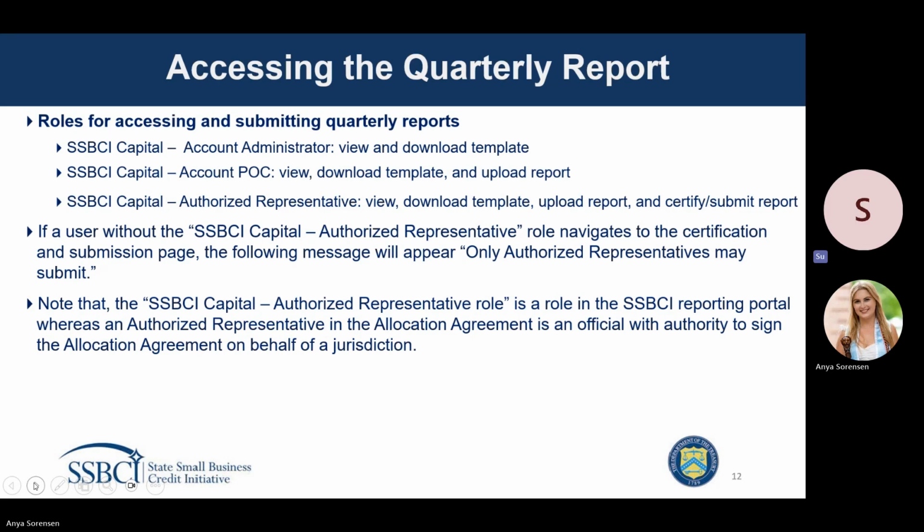As an example, an account POC can upload a completed report, but an authorized representative will still need to certify and submit the report for it to be submitted to Treasury. If the user does not have an authorized representative role, an error message will appear, preventing the user from submitting the report. For clarification, for reporting purposes, the authorized representative for reporting is a role in the SSBCI reporting portal. In contrast, a participating jurisdiction's authorized representative in the allocation agreement is an official with authority to sign the allocation agreement on behalf of the jurisdiction.